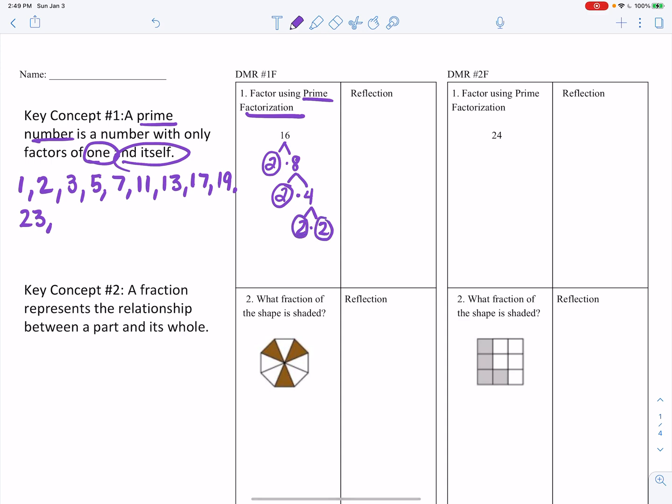And in this case, all of these numbers, I can't factor them down anymore. They are all prime numbers. So they are circled. So your answer will be 2 times 2 times 2 times 2. That is not finished because you need to now use exponents.